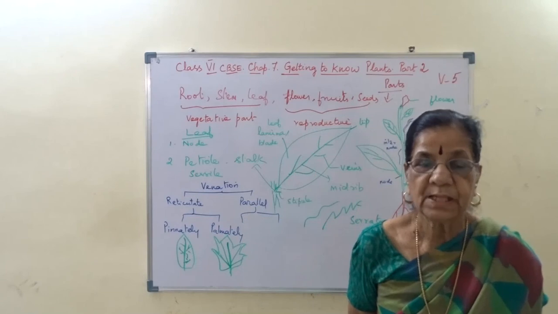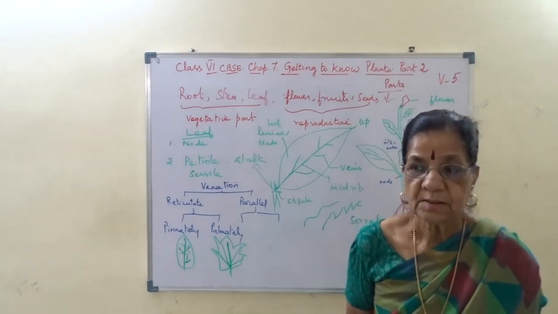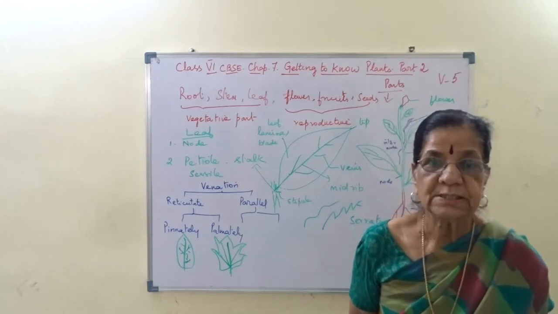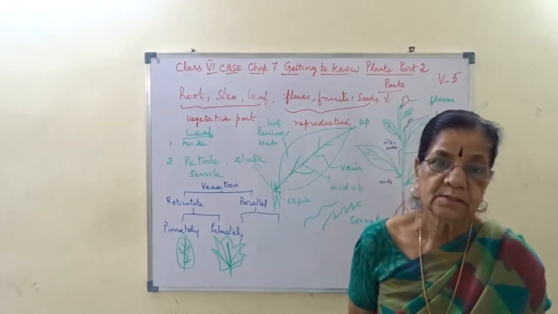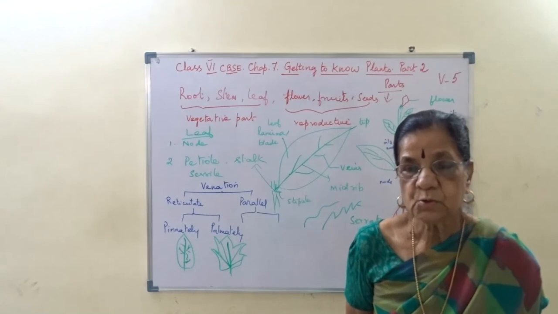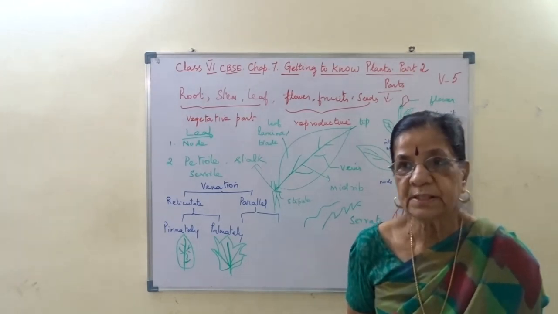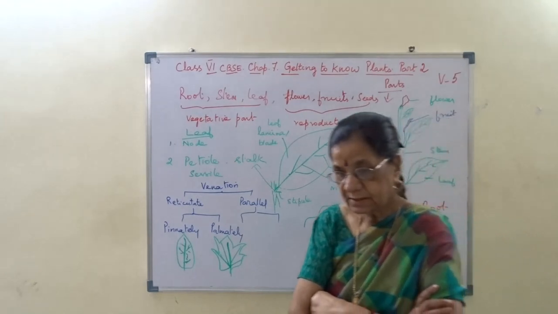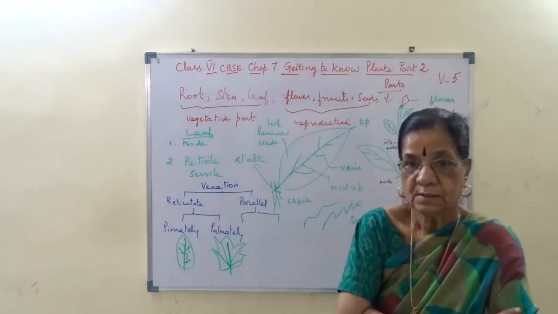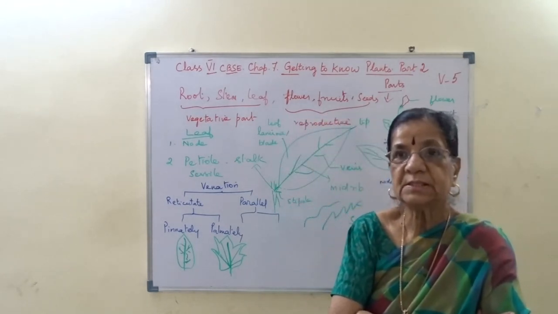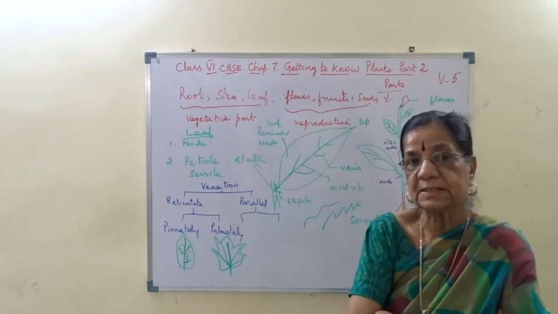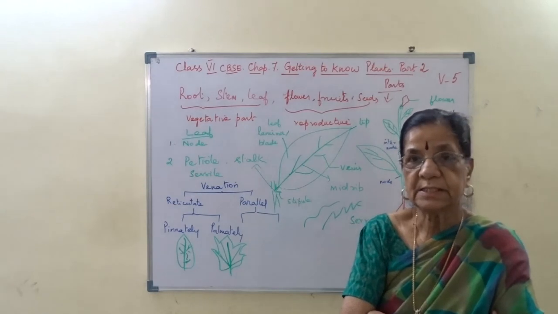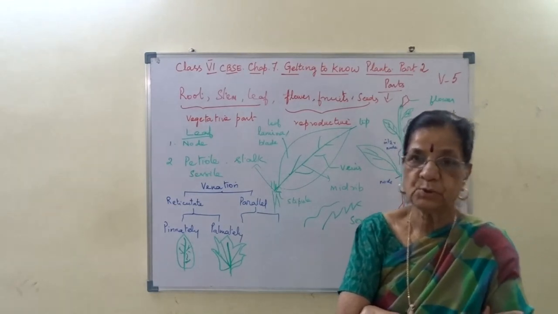Both are the same. Plant roots fix the plant firmly in the soil, so it is also known as anchorage. And roots absorb water and mineral salts from the soil. Along with that, there are additional functions: modifications of root for storage and to give mechanical support.